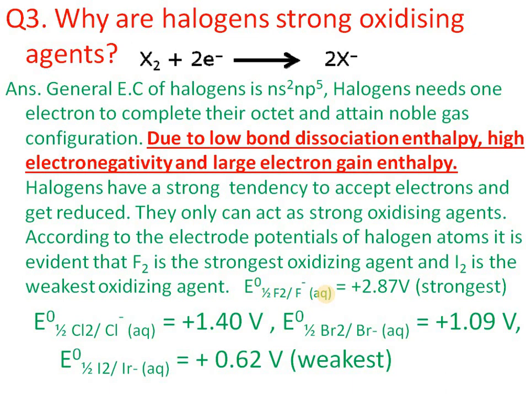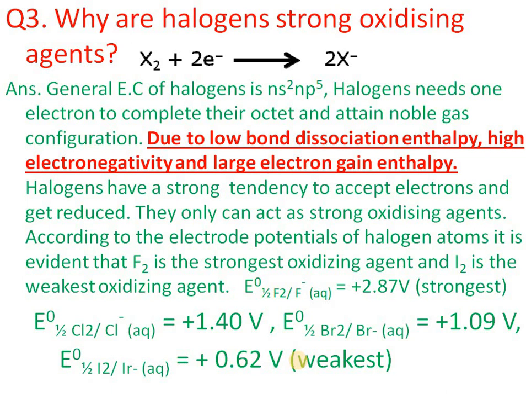Now, which is the best oxidizing agent among fluorine, chlorine, bromine, iodine? The answer for that is fluorine. Then how can you conclude that it's fluorine? It depends on the E0 value. E0 value means reduction values. Reduction value for fluorine you can see is 2.87, and for iodine it is plus 0.62 volt. It means it has a tendency toward reduction. Reduction means it has a tendency to gain electrons. Gaining electrons means it will help in the oxidation, and it is acting as an oxidizing agent. So the more positive the E0 reduction value, the better the oxidizing agent.